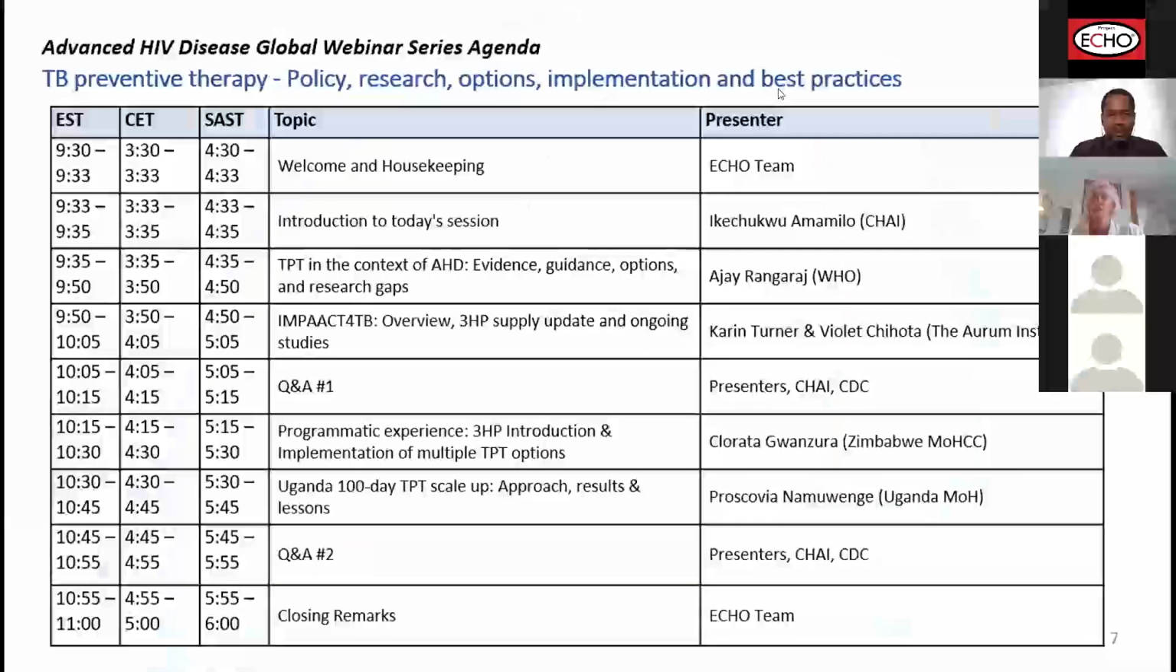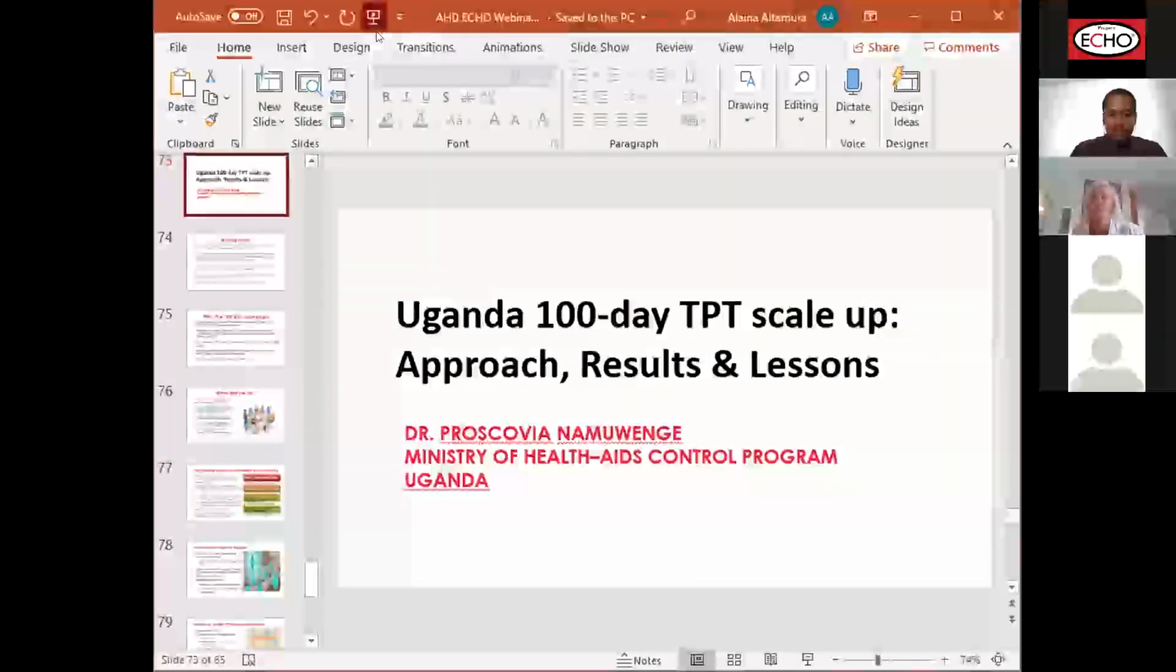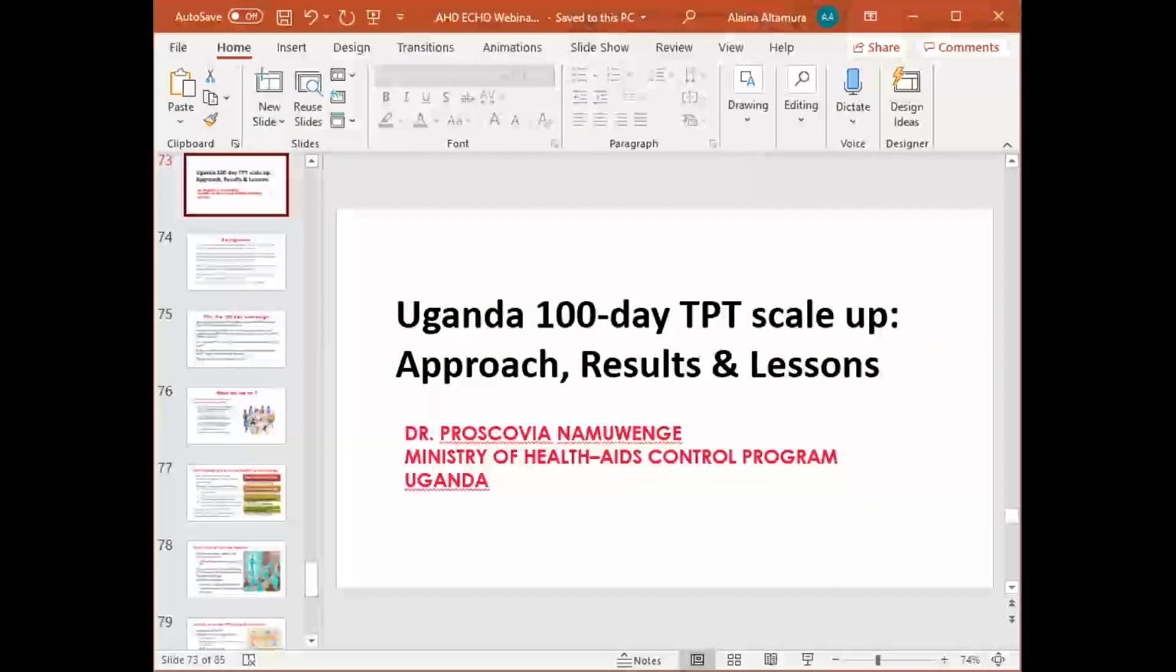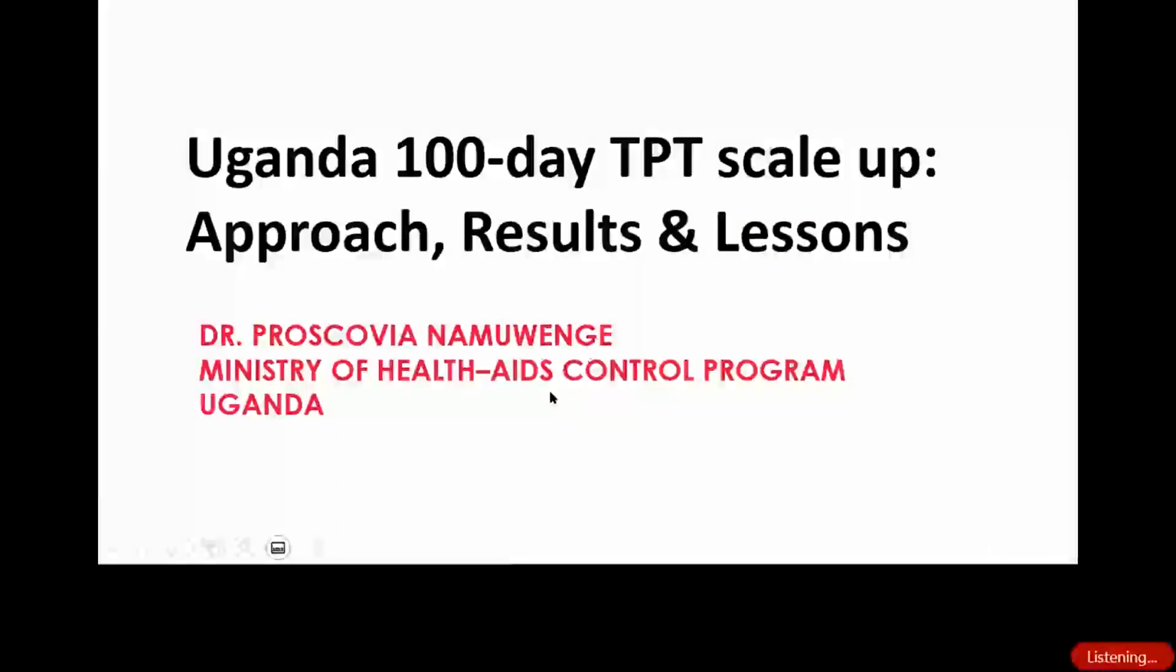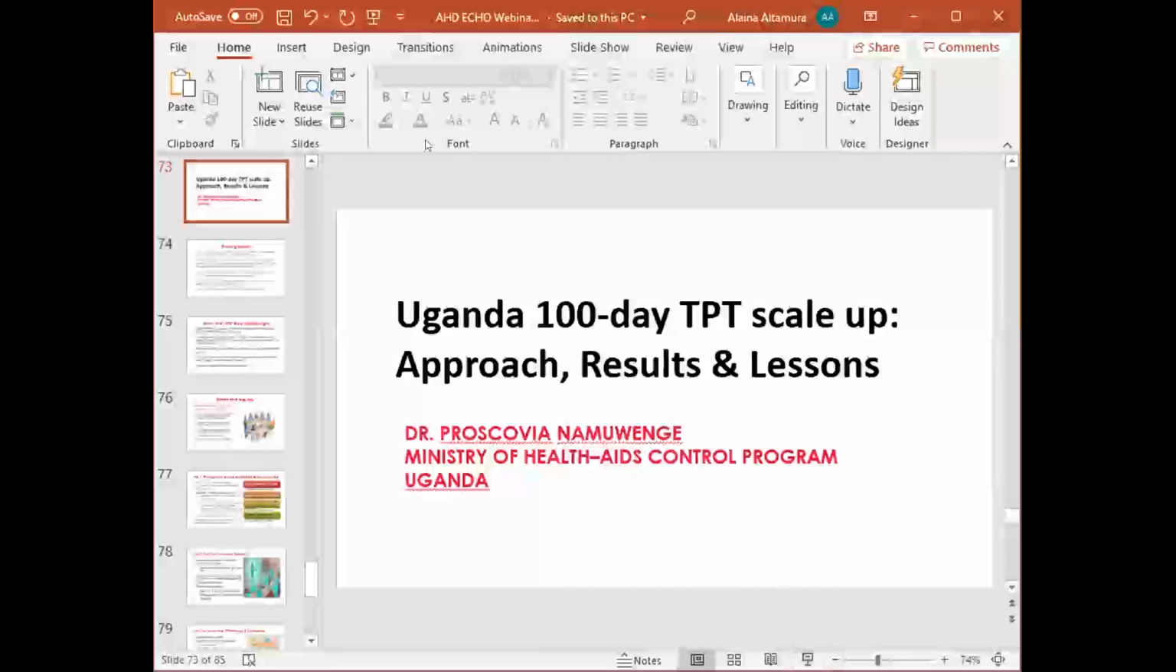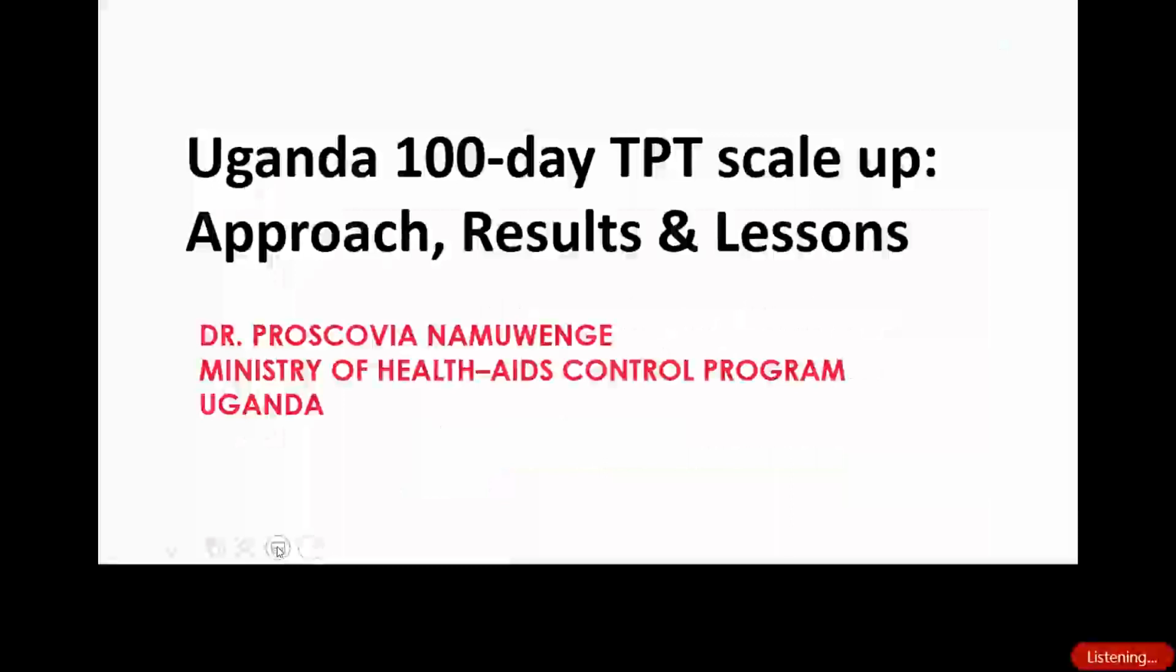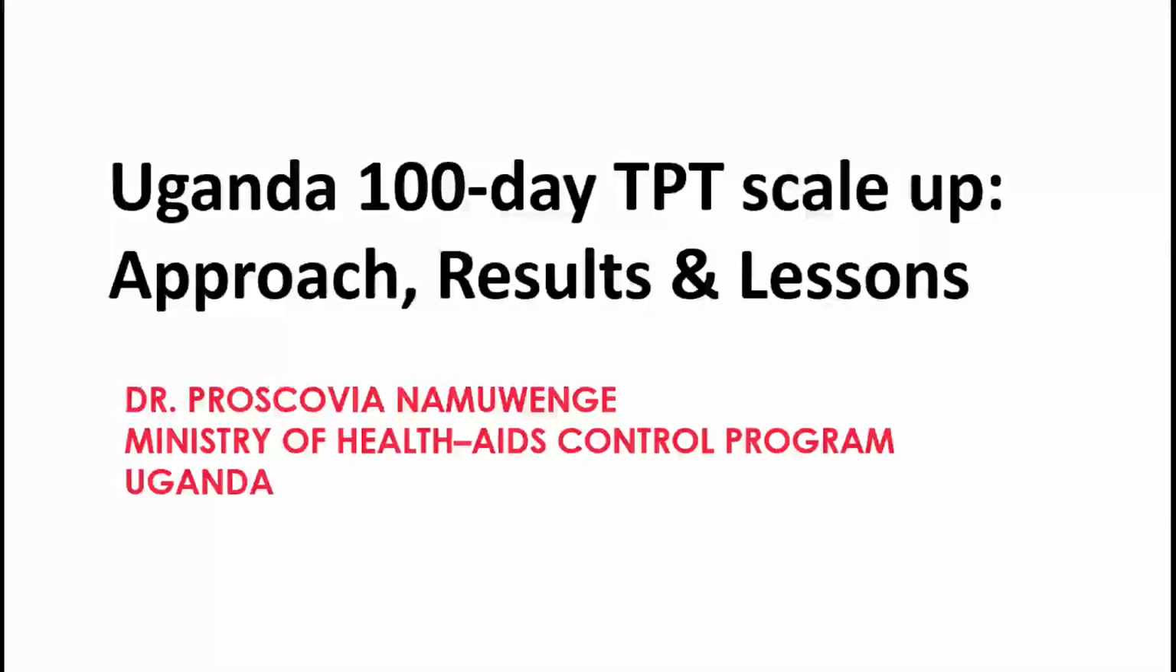Moving on to the last presentation, I would want to welcome Proscovia Namuwenge from the Uganda Ministry of Health. She's a senior program officer at the Ministry of Health and the national coordinator for advanced HIV disease at the AIDS control program. She also coordinates the national TB HIV response at both the national TB and leprosy control program, as well as the AIDS control program.